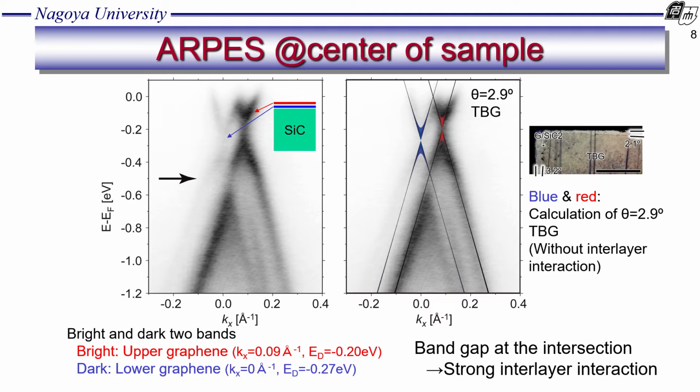Then, the calculated bands of the 2.9 degree twisted bilayer graphene without the interlayer interaction are overlaid as the blue and red lines in the right figure. By comparing the experimental and theoretical results, we can find that there is a gap at the intersection of the blue and red bands. This means that this twisted bilayer graphene has a strong interlayer interaction.